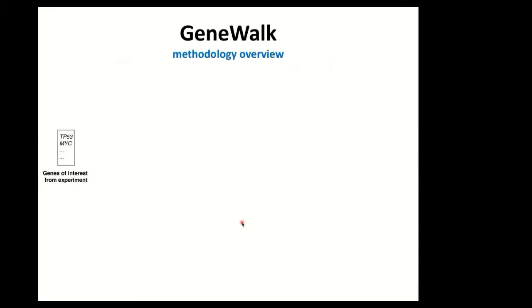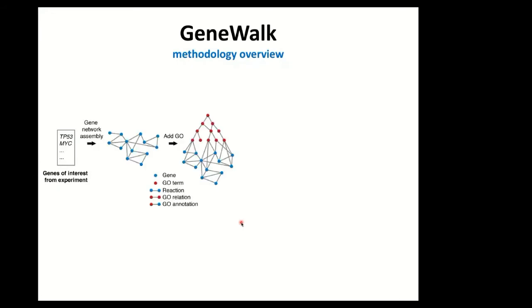GeneWalk takes a list of genes of interest, for instance your differentially expressed genes from the experiment, and then it will automatically assemble a context-specific gene network that only contains the input genes and all the relations known in the literature between them. And then GeneWalk appends the GO ontology to this gene regulatory network and connects the GO terms with the genes through their GO annotations.